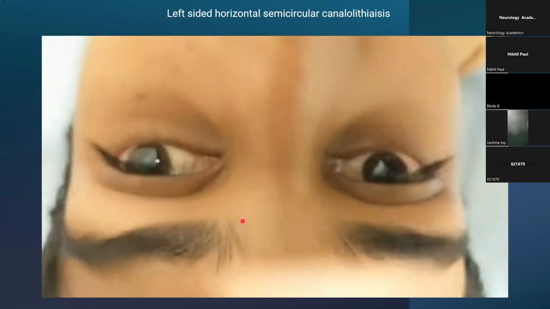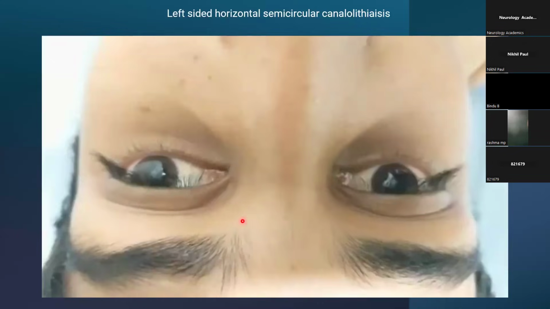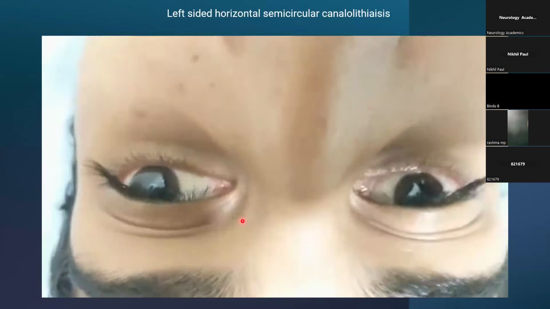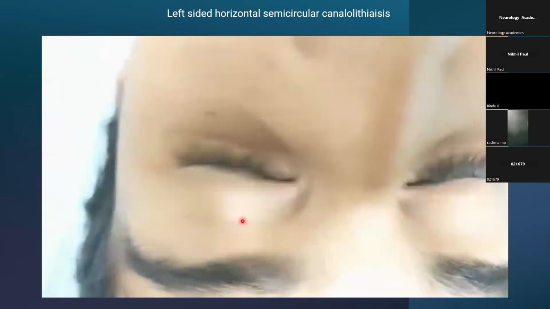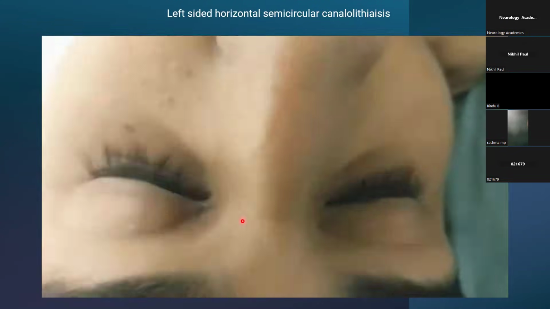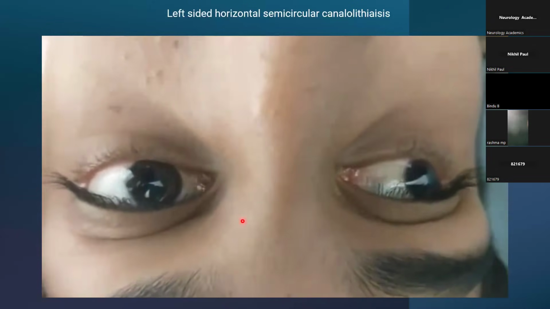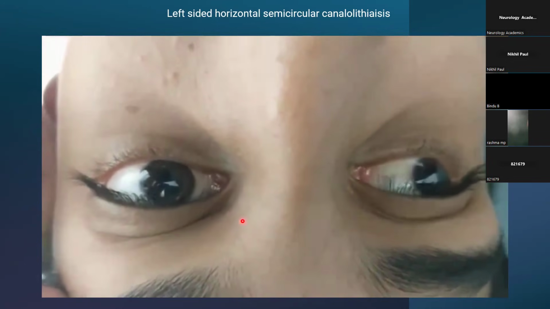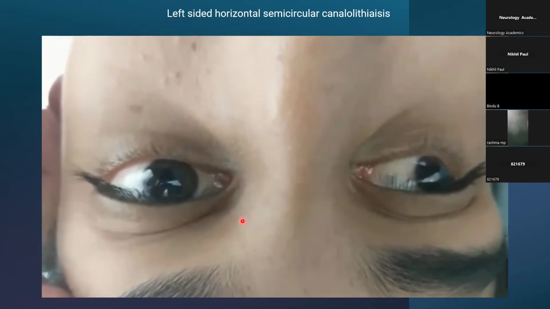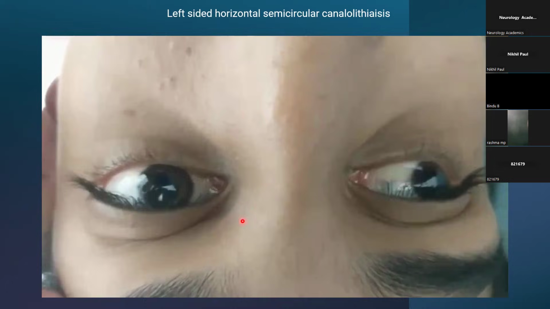So just see this picture. This boy is made to lie down and now we are turning his head to the right side, and see where the nystagmus is. It is beating towards the right side. So that is a geotropic nystagmus. Again, we should confirm by turning to the other side also. So see the intensity of the nystagmus here.